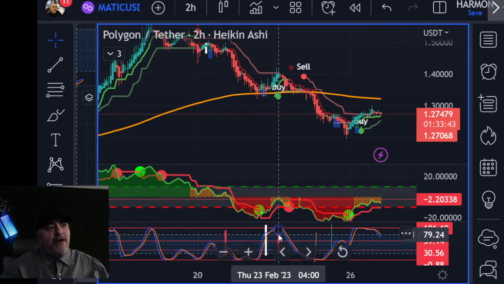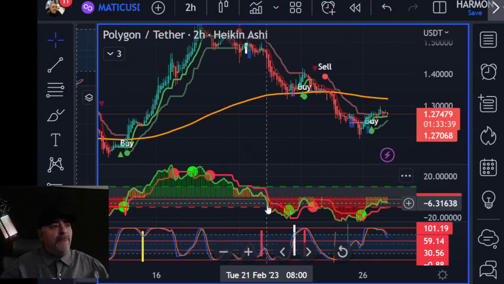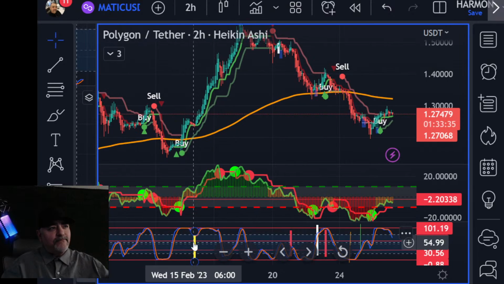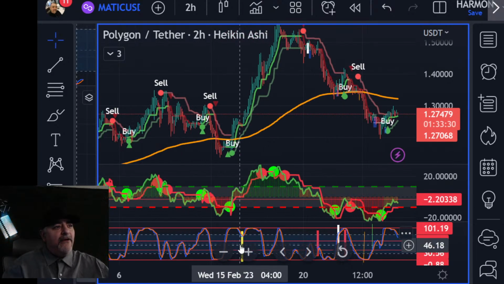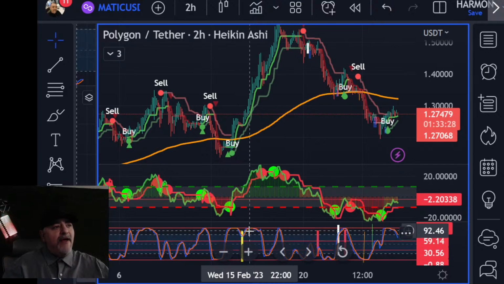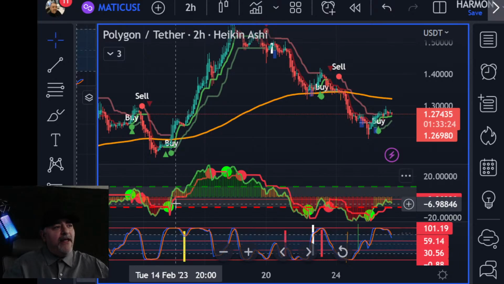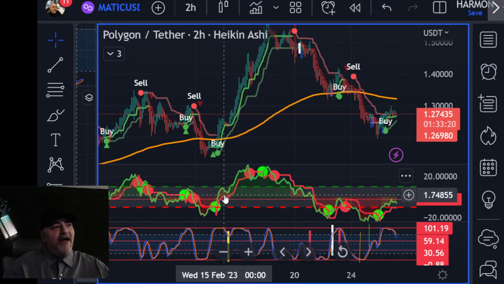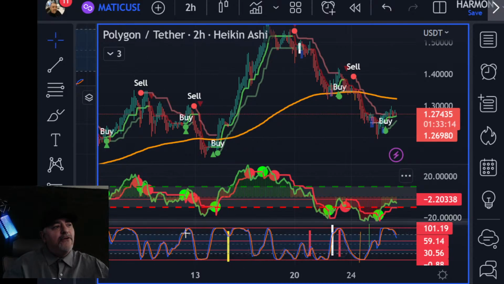Right here, the 2 hour is starting to bend down, relatively the same. The 1 hour is bouncing up, relatively the same. The 1 hour is bouncing down. Here's the big move though, right here, right? This big move right here was when the 1 hour was bouncing up and the 2 hour had come off the top already, right? But we had positive volume here, right? This is the key here. We have positive volume right here. And the 2 hour was coming off the bottom a little bit harder over here.